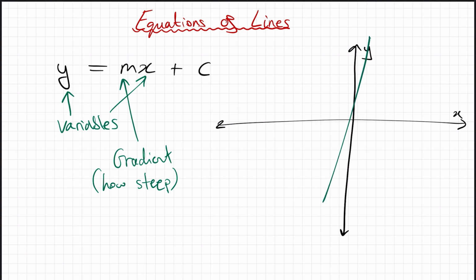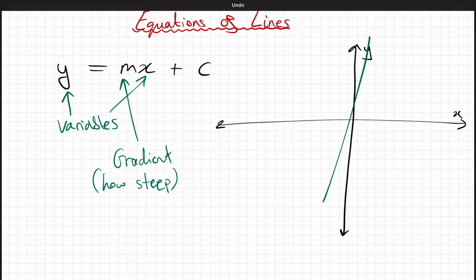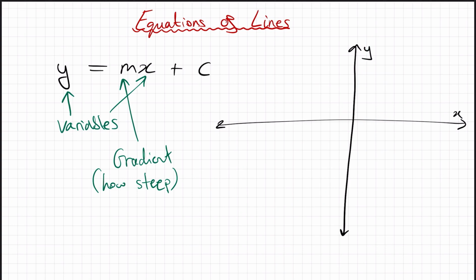So you can see these are different types of gradients, and negative gradients work in the same way. A small negative gradient is going to be just slightly downwards, and a really large magnitude negative gradient is going to be a really steep downhill line. So anyway, that's the gradient, and finally we have the y-intercept.